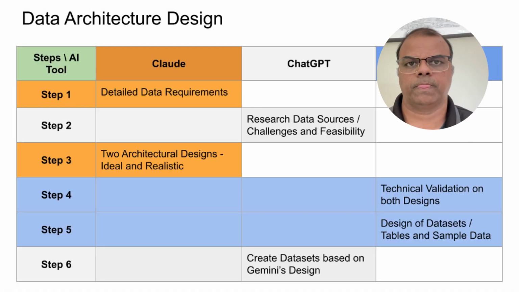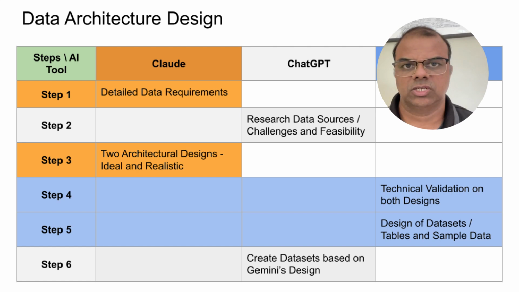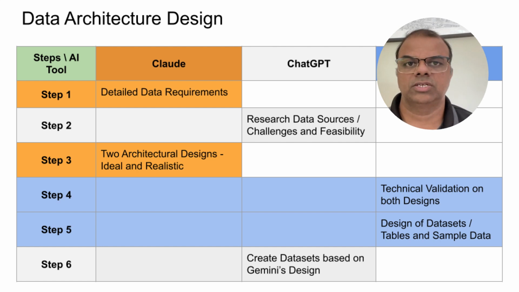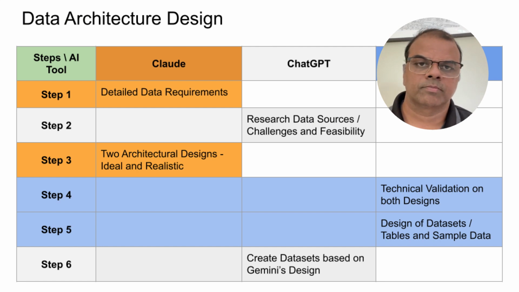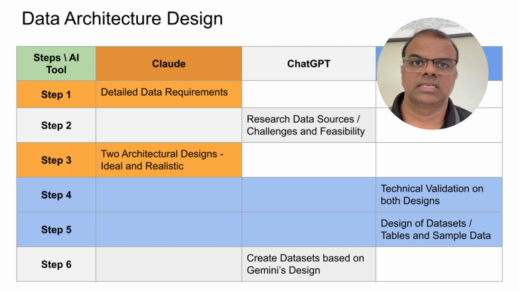Let me summarize the systematic approach we just used. 1. Detailed requirements analysis. Claude mapped specific data needs for each product. 2. Data availability research. ChatGPT researched what actually exists in hospital systems. 3. Architecture design. Claude created practical solutions based on real constraints. 4. Technical validation. Gemini identified potential issues and confirmed feasibility. And 5. Test data generation. ChatGPT created realistic data sets for development.